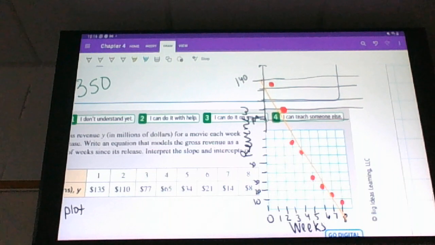Your line is going to look a little bit different than mine. If 30 of us make a line, we're going to have 30 different lines, and that's okay. All right? So go ahead and make your line, guys. After you make your line, you're going to pick 2 points to do the slope formula, and you're going to write an equation of your line.